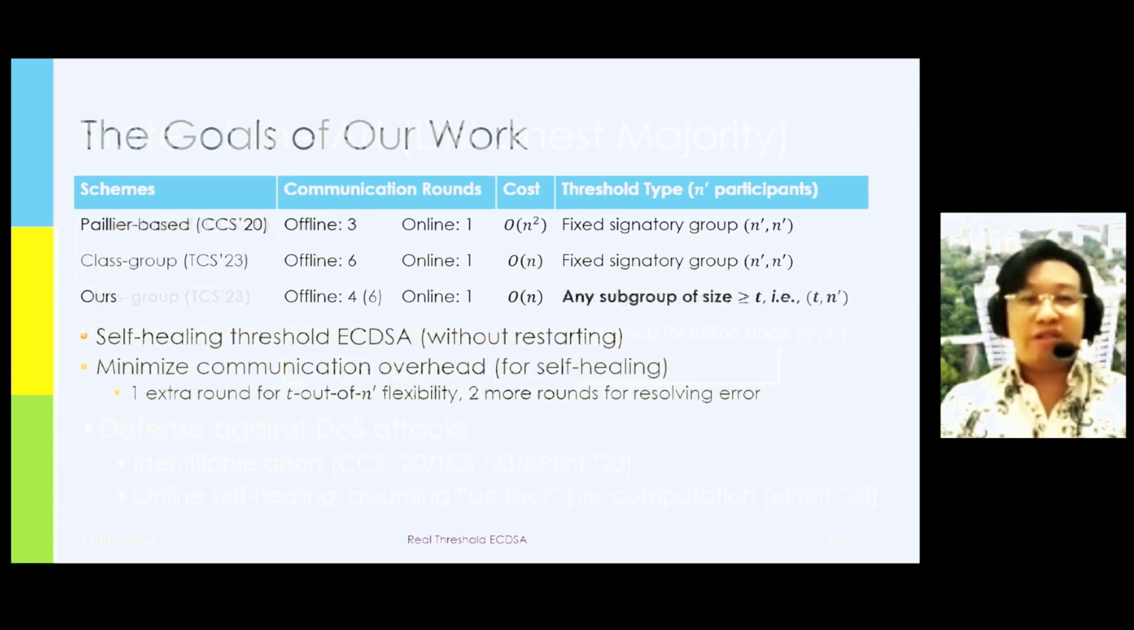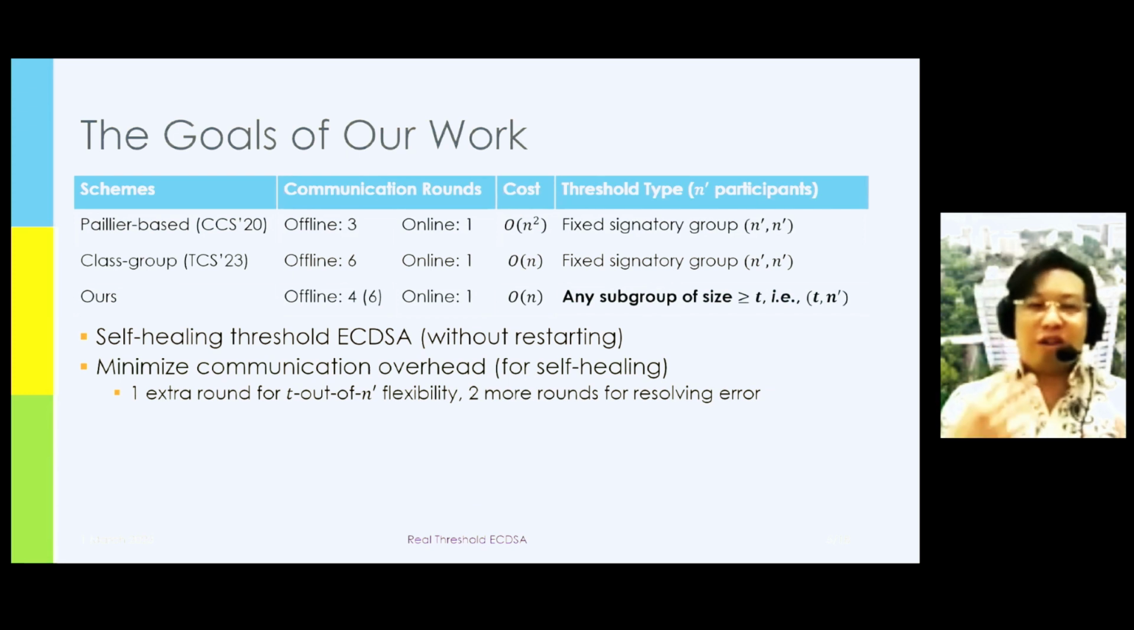So that is the goal of our work. We want to achieve self-healing threshold ECDSA without restarting. And of course, we need to pay some price, but we also want to keep the overhead minimal. You may notice that we need one more round than the state of the art. That extra round arguably is for the so-called t-out-of-n flexibility. And we may also need two more rounds in case we need to resolve the error.